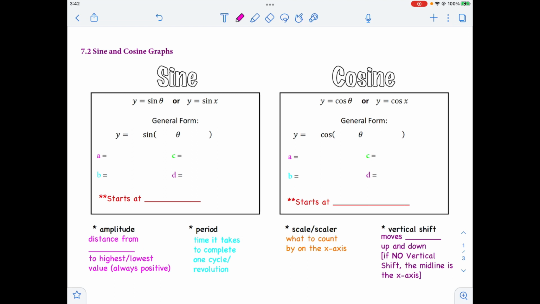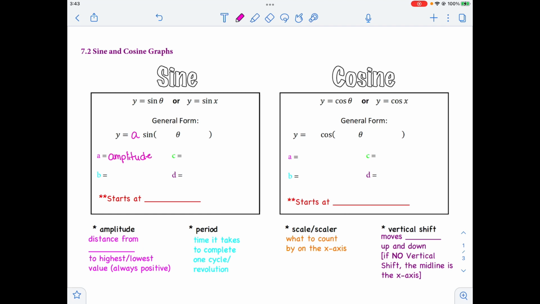You can see sine, the parent function, as y equals sine of theta or y equals sine of x. They use theta and x kind of interchangeably, so both of those are acceptable. So we're going to start with our general form for sine. So we have y equals, and if we have a number in front of sine, we're going to call it the a, and the a is the amplitude. So we've learned already a little bit about amplitude, that basically it's just the radius, and it's that distance from the midline to the highest or lowest value, and it's always positive.